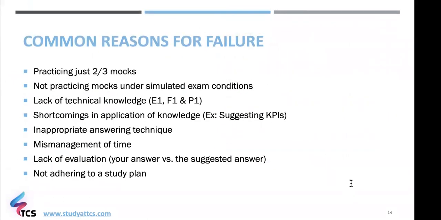All right, so let's look at the common reasons for failure. The biggest mistake is practicing just 2 or 3 mocks. I've seen hordes and hordes of students doing this, and these guys end up failing the exam. You cannot cover the entire OCS syllabus by attempting just 2 or 3 mocks. Take it from me, this is a highly technical examination. As I told you earlier, P1 and F1 related areas are heavily tested. So if you are to cover all syllabus areas, you can't do it by attempting just 2 or 3 mocks.